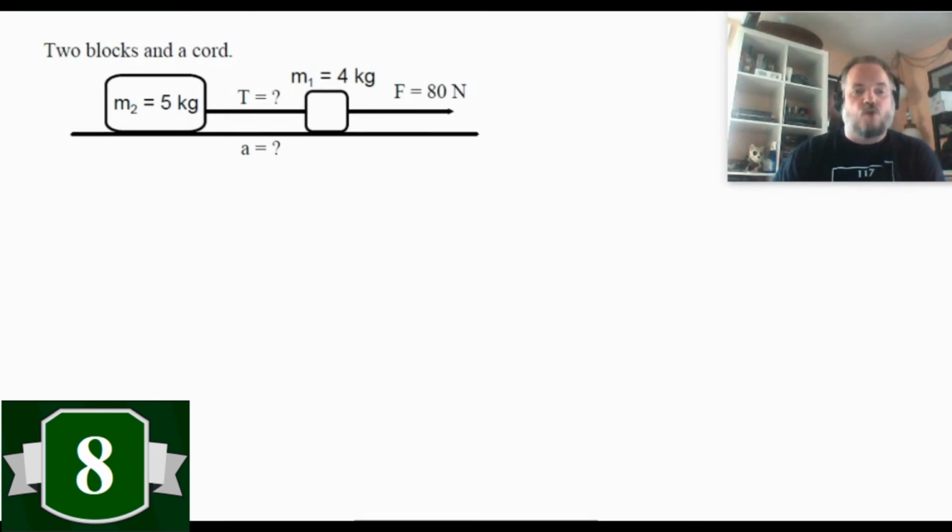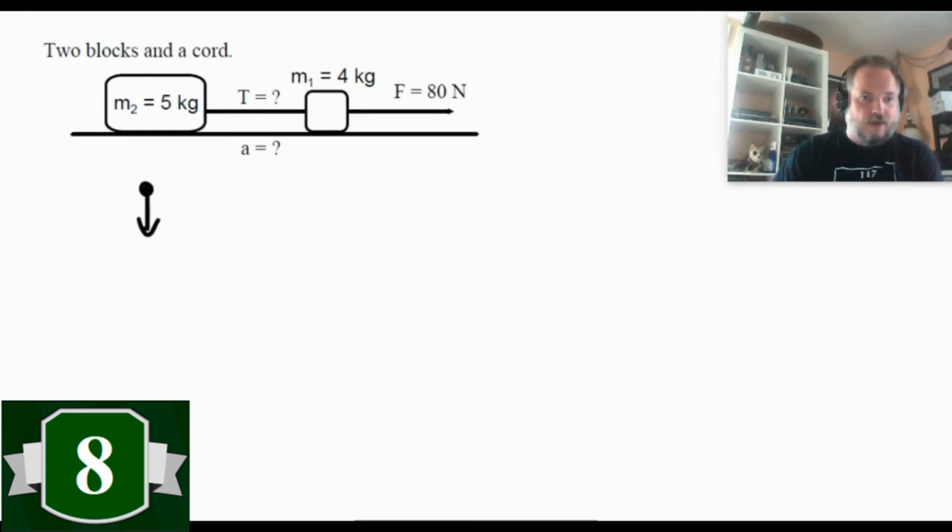We can draw not one, not two, but actually three free body diagrams here, because we can treat this block as a system by itself. We can treat this block as a system by itself. And because they'll be moving together, we can treat the whole thing, this block, cord, block system, as a system as well. And each of those is going to yield some slightly different free body diagrams and slightly different equations. That's a lot of tools for you to be able to use to solve problems. So let's take a look at this one.